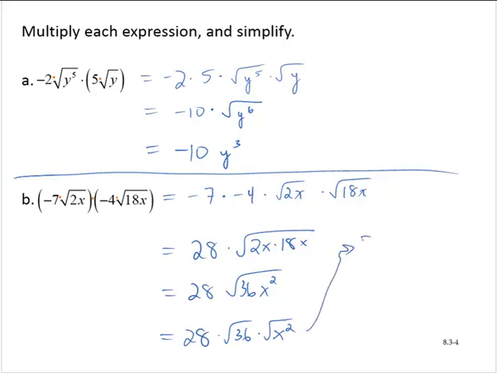So we have 28 times 6 times x. And let's see, 28 times 6 is 168. So 168x.